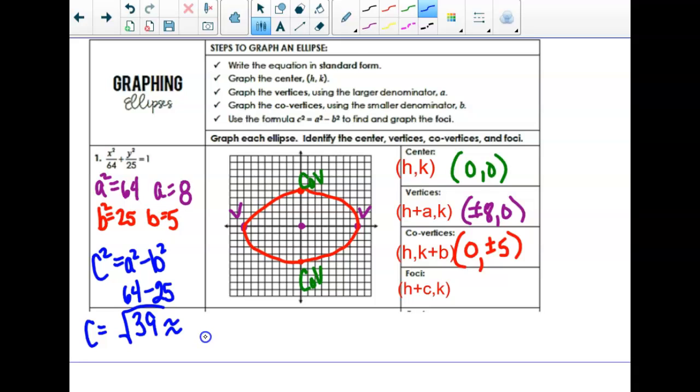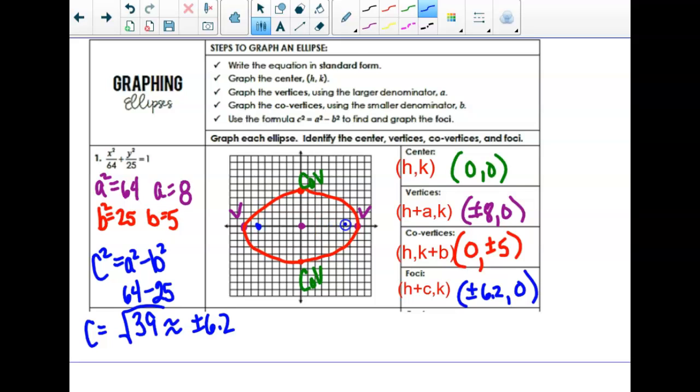Can anybody give me a decimal? 6.2. Now, because we were at the center of 0, 0, it's just left and right 6.2. So we'd have plus or minus 6.2, 0. And you could leave it plus or minus square root of 39. If it simplified, you could simplify. It doesn't. You can give me a decimal. I don't care. All right, 1, 2, 3, 4, 5, 6, and a little more.